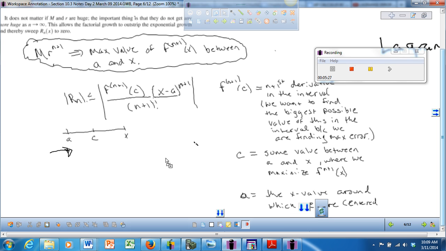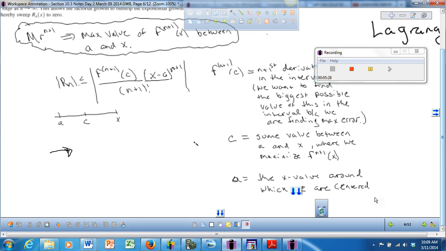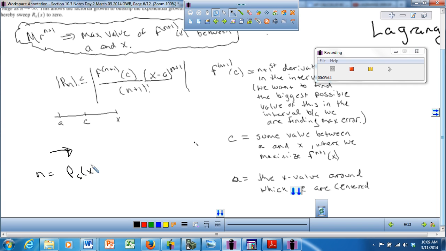Okay, and then we have a is the x value around which we are centered. And then our n, well, if we have a 6-degree polynomial, that's a 6, then our n would equal what? 6. And then our n plus 1 for everything we need in our error bound would be 7. Okay, so once we have all of those things defined, let's go find out how we can use this to calculate error.